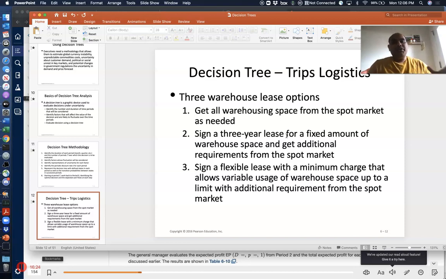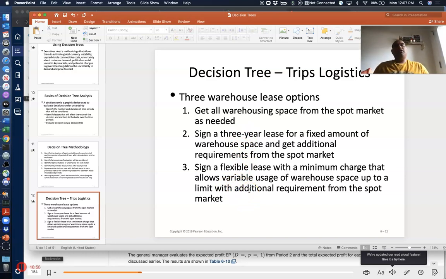So if I sign a 3-year lease for 100,000, it might be that in the second year, one year down the line, demand is more than 100,000. If demand is less than 100,000, you still have enough warehouse space. You'll just have some space in the warehouse empty. But if demand is more than 100,000, you still need more warehouse space, in which case you'll have to buy it on the spot market from somebody else using the spot market prices, right?